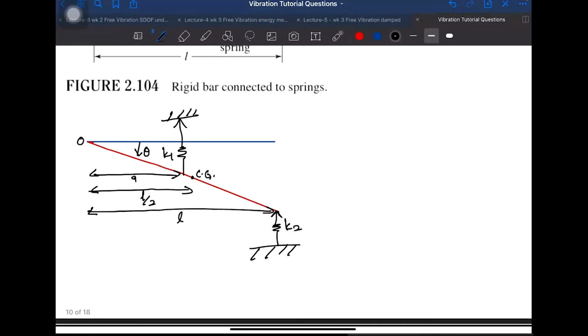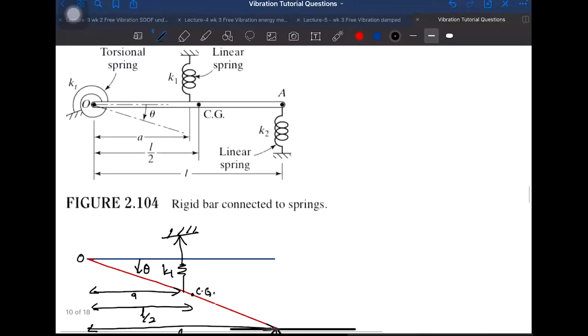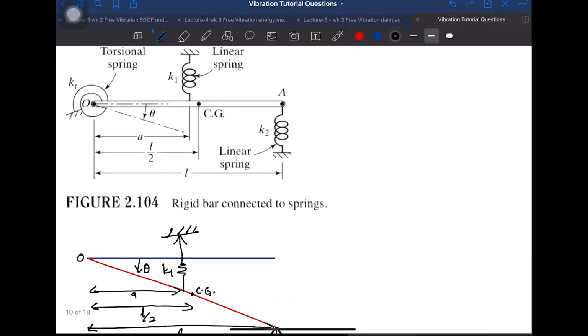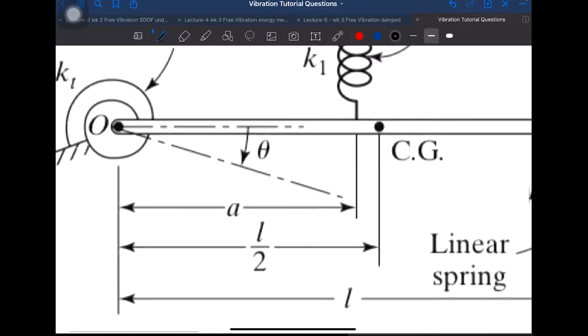K1 settle, K2 settle. Oh yeah, KT. Okay, KT is the torsional spring. Torsional stiffness is KT. So if the bar moves downward, let's say clockwise, the bar is moving in the clockwise direction. So what will happen to KT? In what direction does KT pull the bar back to the original position?